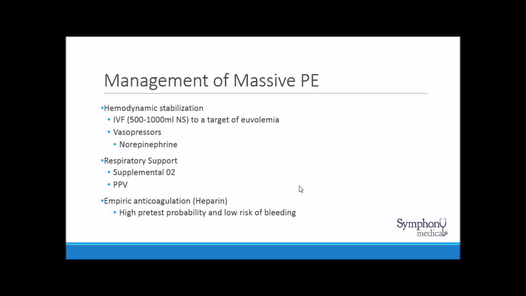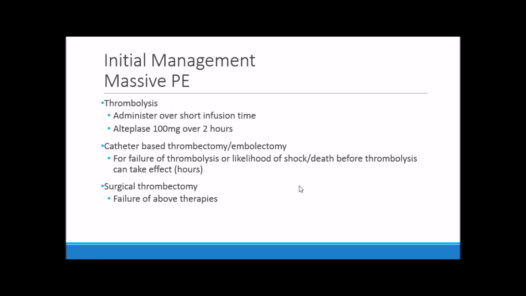They may need respiratory support, whether it comes in the flavor of nasal O2 or positive pressure ventilation, whether non-invasive or invasive, depends on the patient. You want to empirically anticoagulate them if you think they have a massive PE while you're awaiting definitive diagnosis, and then you thrombolyse them. Okay? Alteplase, 100 milligrams over 2 hours, okay, is the typical dose.